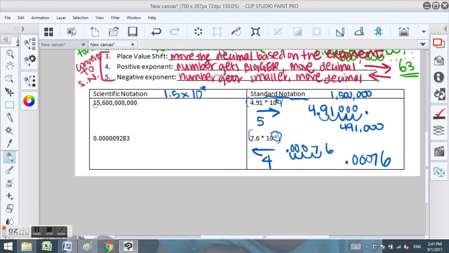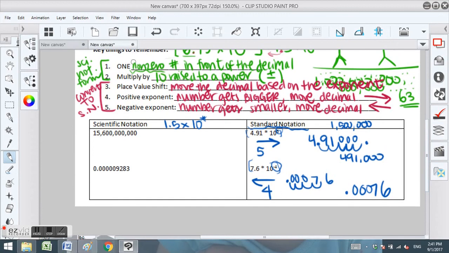Now, let's do some of these over here. These numbers are in standard form, and we need to convert them to scientific notation. So, we know scientific notation has to have one non-zero number in front of the decimal, and we're going to multiply it by the number 10 raised to a power. So, the decimal of a whole number is always at the end of the number. So, we have to move it to a place where there's only one non-zero number in front of the decimal.